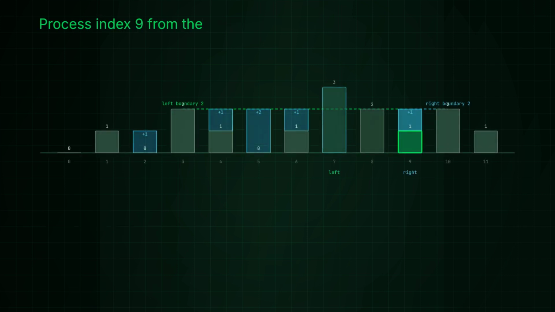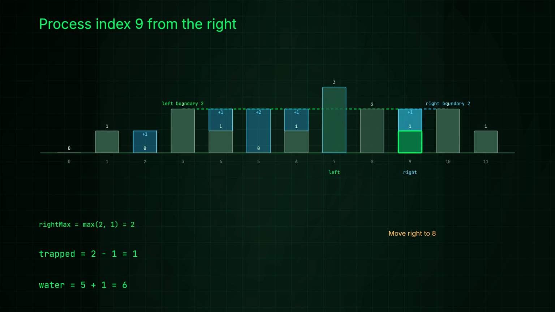Left is at index 7, height 3, and right is at index 9, height 1. 1 is lower, so process the right index. Update right max from 2 to maximum of 2 and 1, which is 2. The boundary is 2 and the bar height is 1, so index 9 traps 1. Add 1 to the total. 5 plus 1 equals 6. Finalize index 9, then move right inward to index 8.